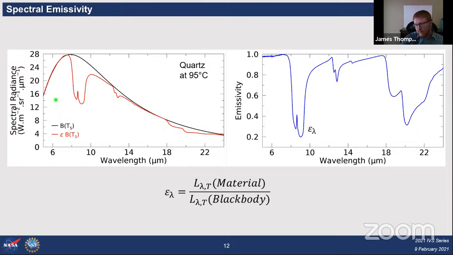Obviously, as I alluded to a second ago, all materials aren't perfect emitters, and so they are selective at different wavelengths. To easily compare different surfaces, temperatures, and compositions, we can normalize by taking our measured energy, or radiance in this instance, of that surface, and dividing it by that same surface if it was a perfect emitter at the same temperature, using Planck's equation. Once we do that, we get this unitless number called emissivity.